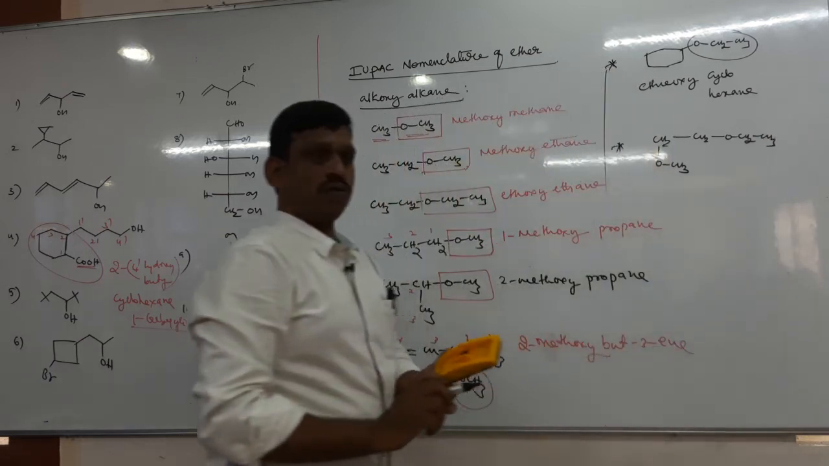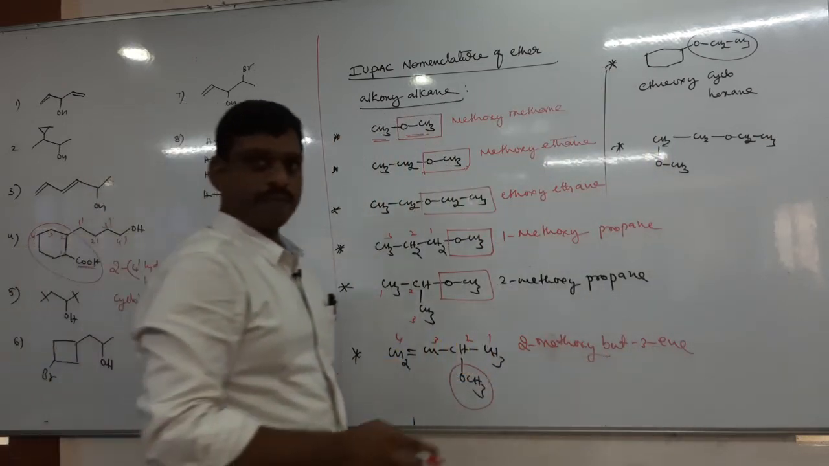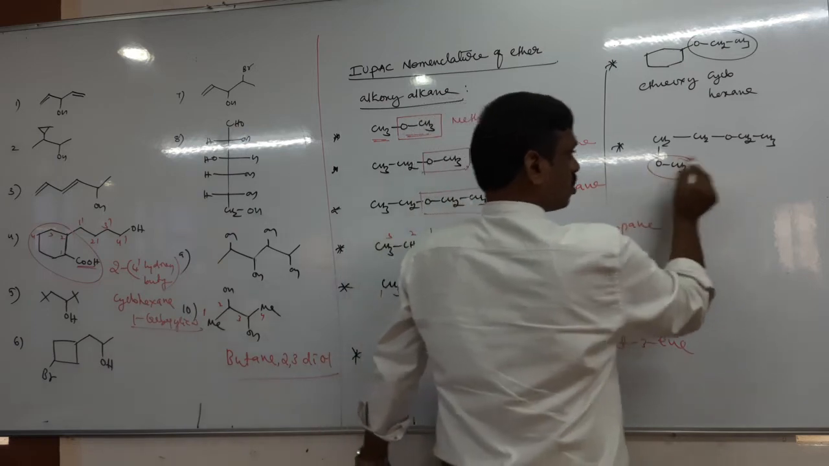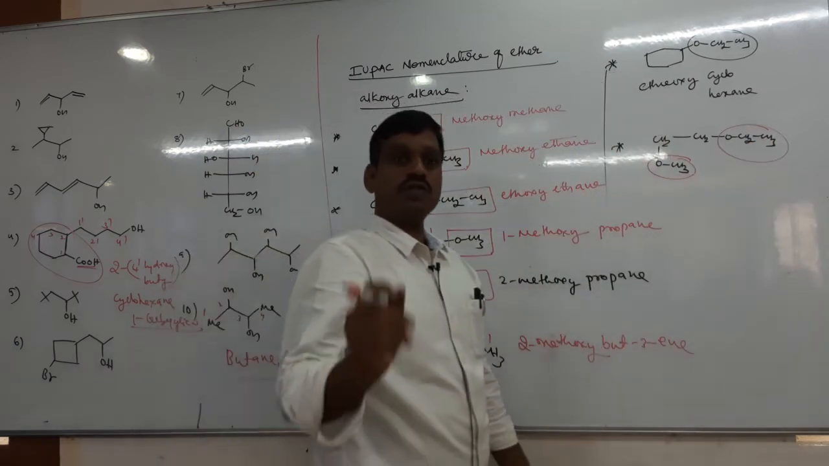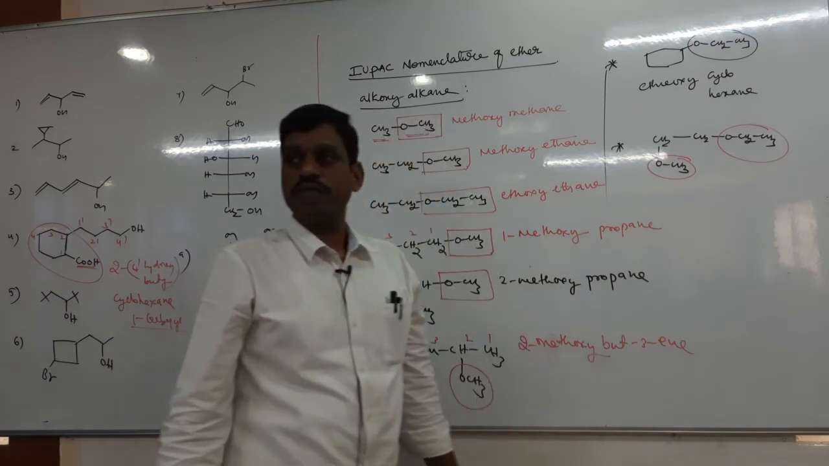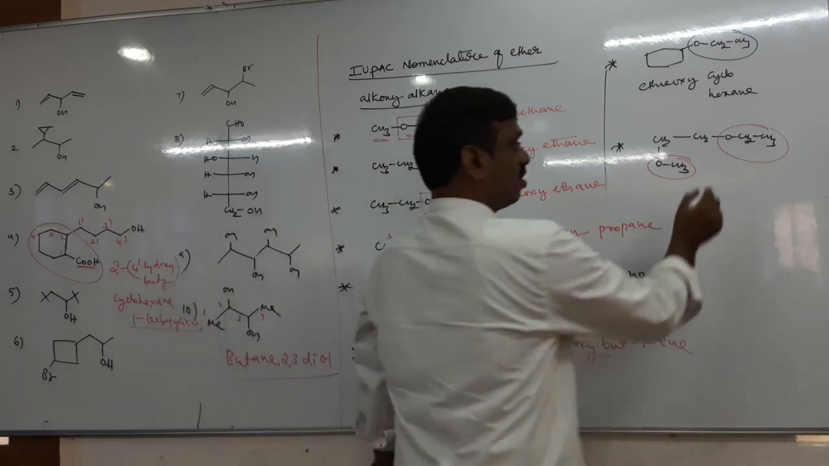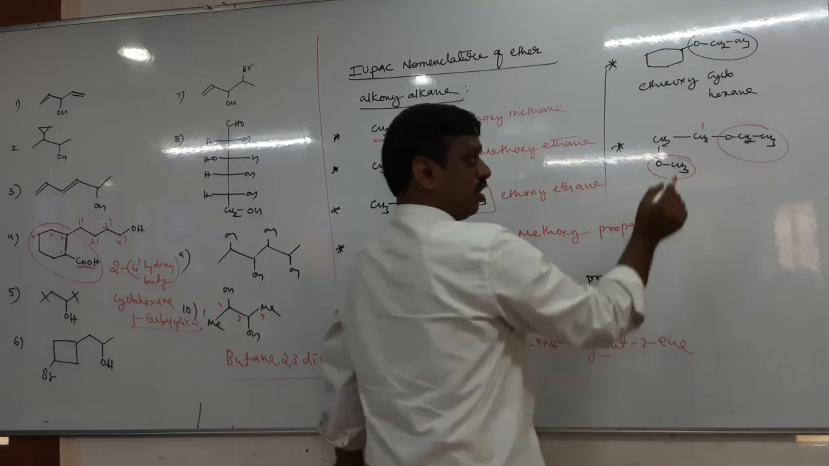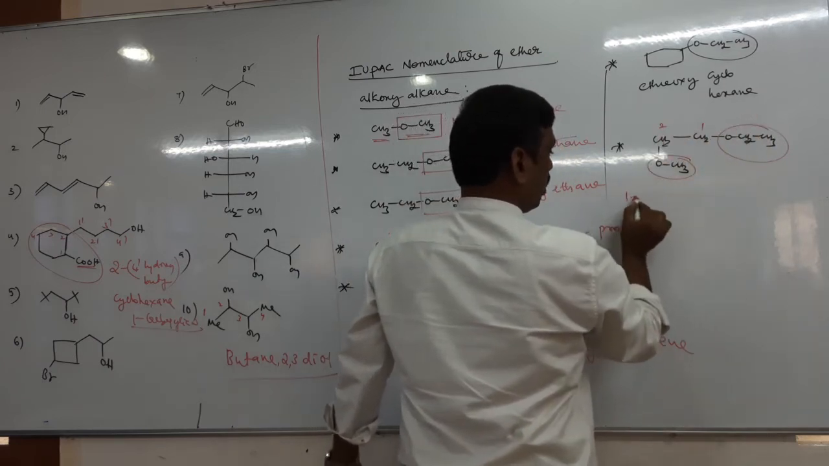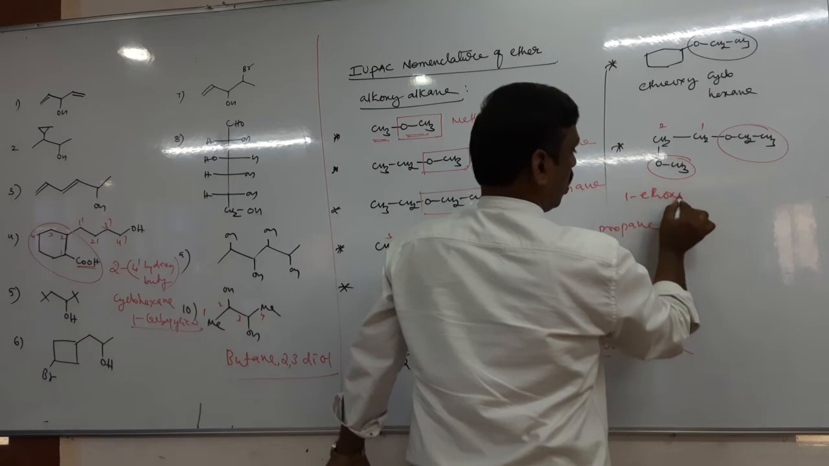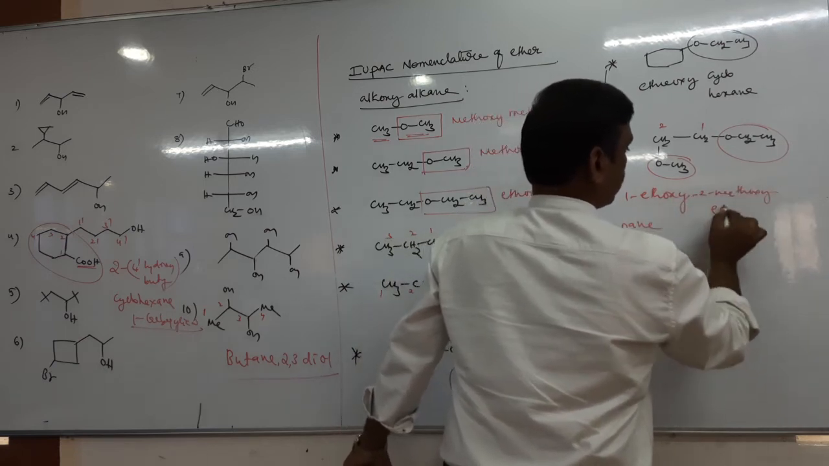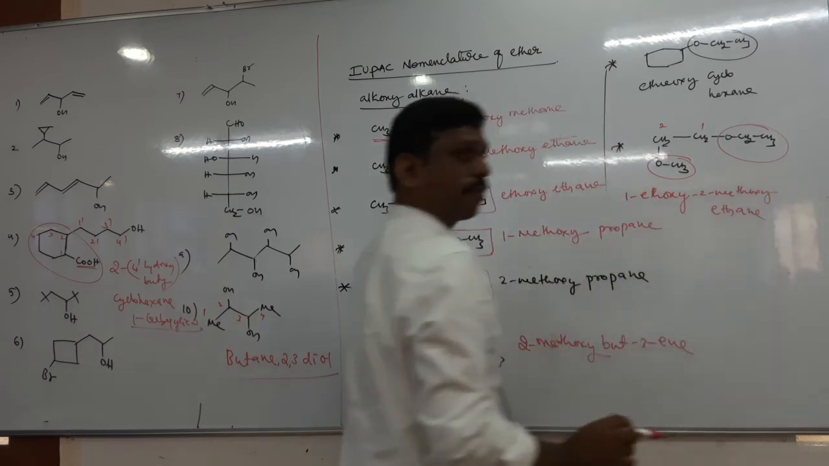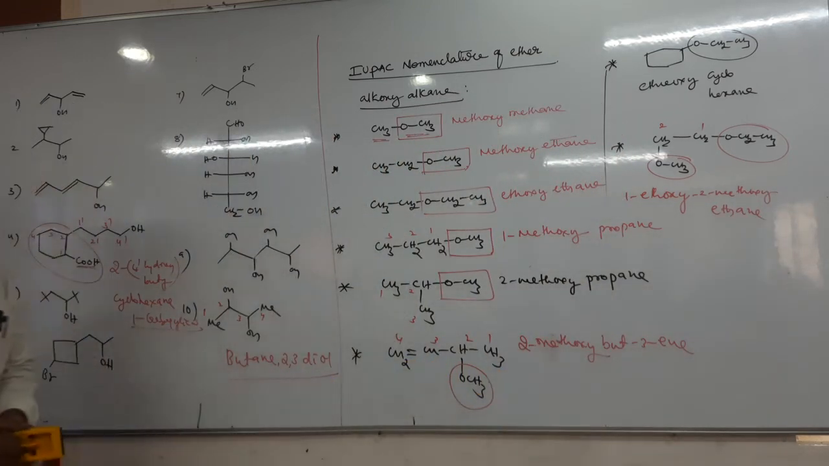Next, suppose there are two alkoxy groups. This is methoxy, it is ethoxy. Tell me, methoxy starts with M, ethoxy with E. So numbering should be given from the side of ethoxy. 1, 2. Therefore, it is 1 ethoxy, 2 methoxy, ethane. Okay.